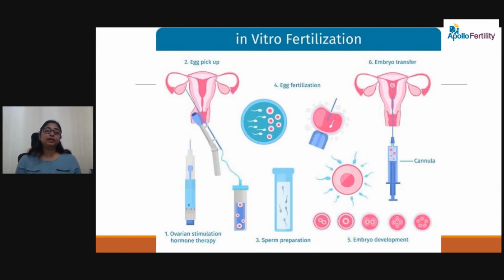If other treatments, like lifestyle changes and ovulation induction, have all failed, then we can also go for this. It's because many times if they are not responding to the lower doses of the tablets, then they might respond to the hormones which are directly given. So this is one of the treatments.